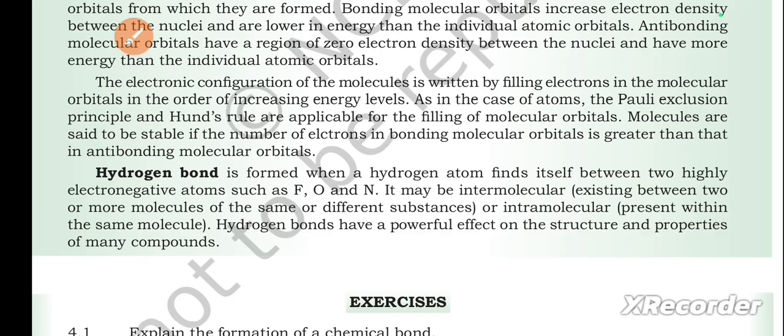Hydrogen bond is formed when a hydrogen atom finds itself between two highly electronegative atoms such as F, O and N. It may be intermolecular, existing between two or more molecules of the same or different substances, or intramolecular, present within the same molecule. Hydrogen bonds have a powerful effect on the structure and properties of many compounds.